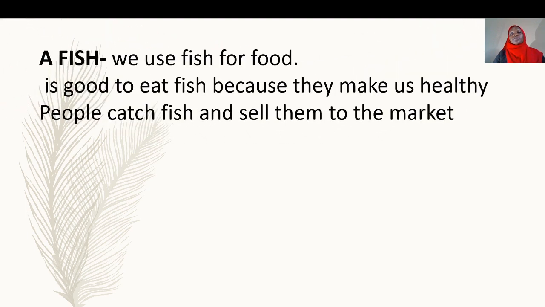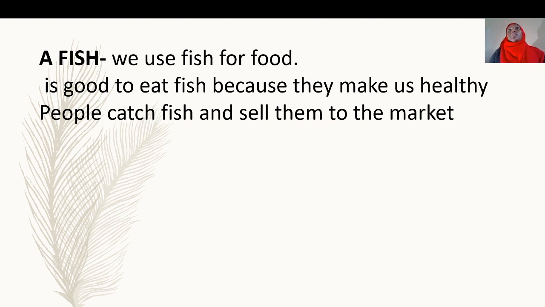Number 2, we have fish. This is another resource. We use fish for food. It's good to eat fish because they make us healthy. People catch fish and sell them to the market.